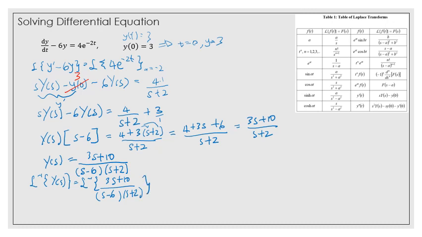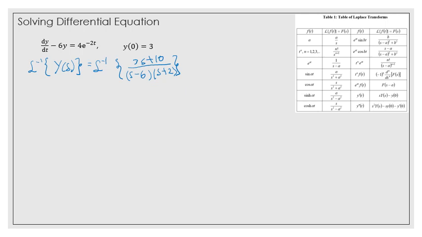Okay, I bring this one to the other page. So we want to find the inverse Laplace of Y(s). It is y(t). For the right side, we have (3s + 10) over (s − 6)(s + 2). So how to find the inverse Laplace transform here? We can solve this one by using partial fraction. So let's do the partial fraction. I just copy this one first. We have (3s + 10) over (s − 6)(s + 2) equal to A over (s − 6) plus B over (s + 2).